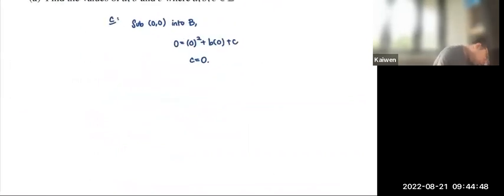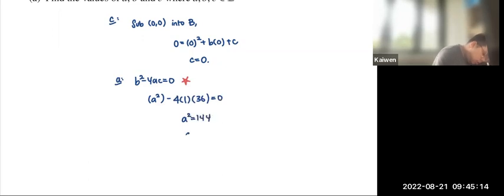So we're going to search out for the coordinates of A now. We're going to say that b squared minus 4ac is equal to 0. This is the one that's a bit challenging, as there are quite a few people that couldn't spot the discriminant aspect of this question. So this is A squared minus 4 times 1 times 36 equals to 0. A squared is equal to 144. A is equal to plus minus 12.